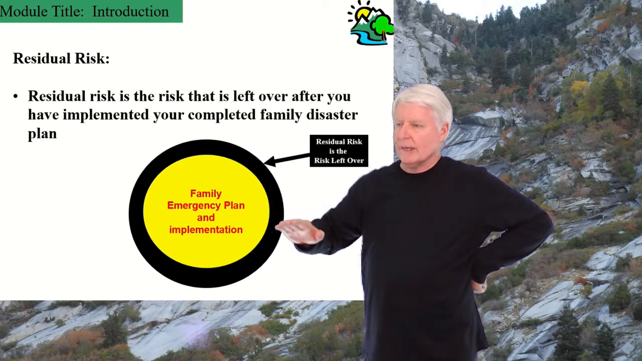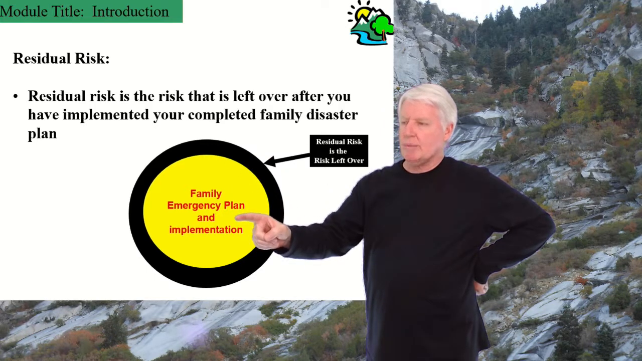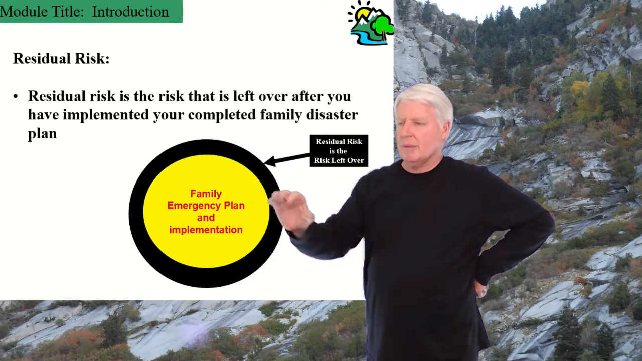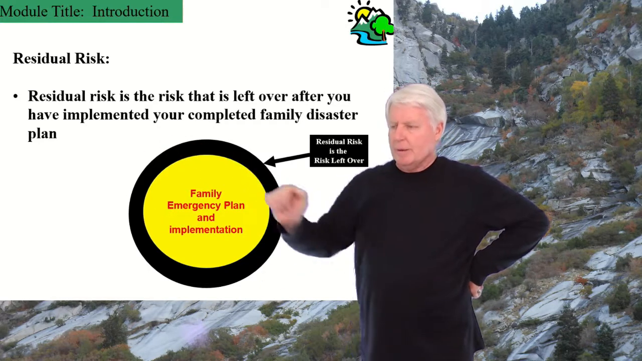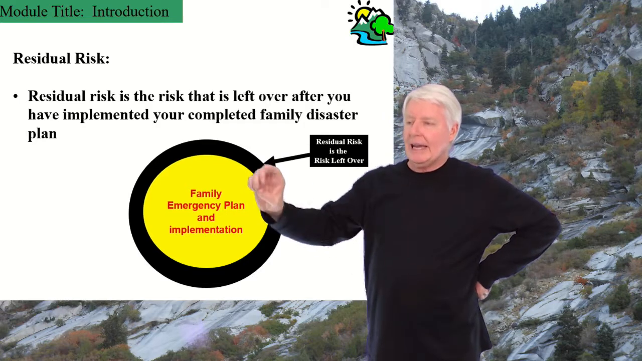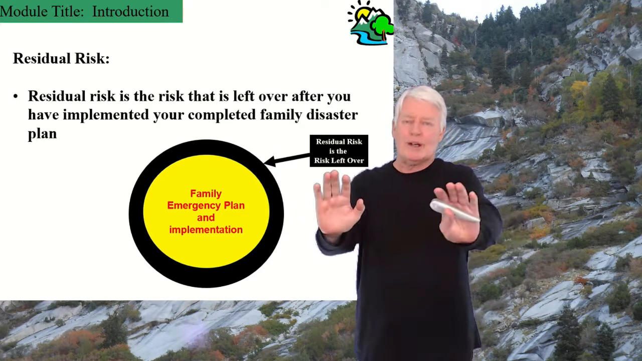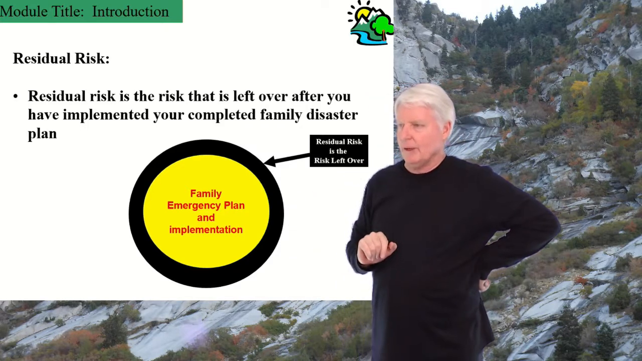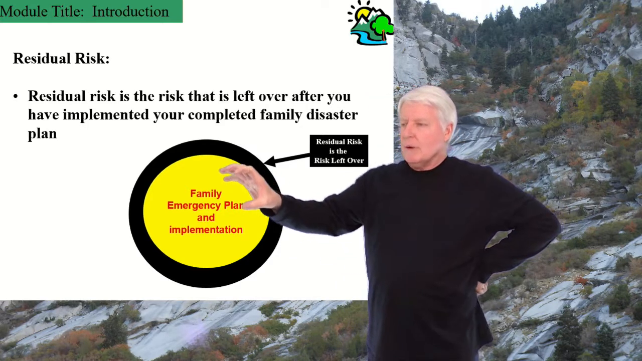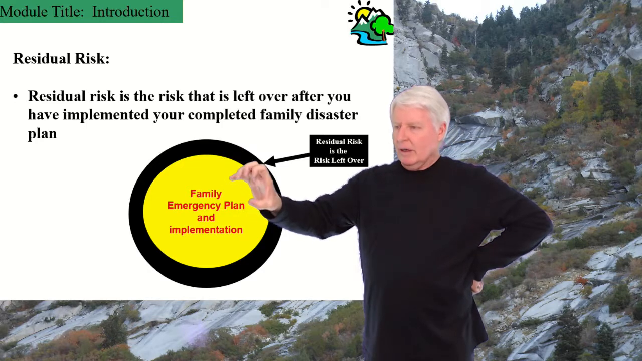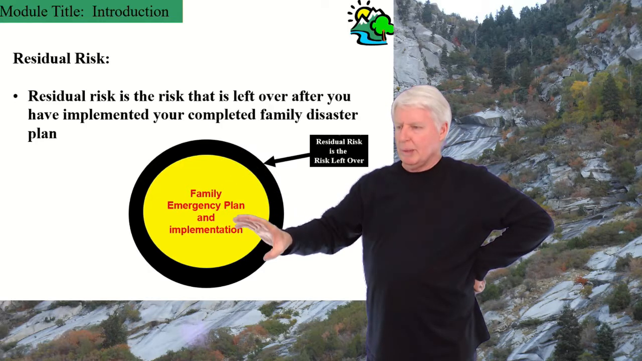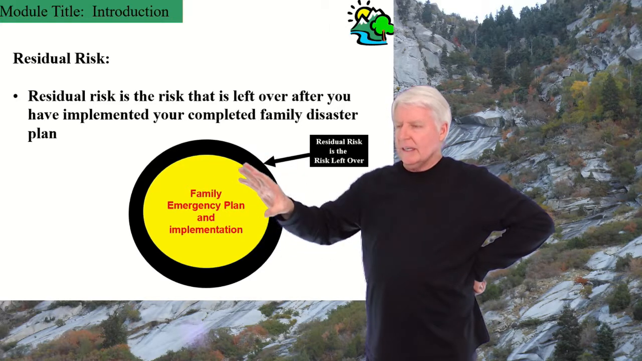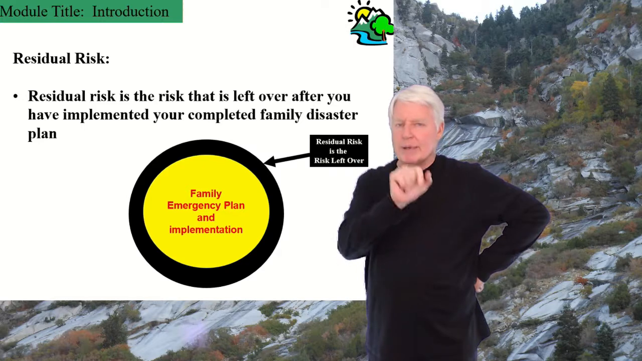This risk is the risk that the family emergency plan and its implementation wasn't as good as you wanted it to be, so you're going to have some failure here. Okay? And you can't get that down to zero, by the way. I wish you could, but you can't. That's just the nature of life. You can't get it to zero. But you want to make your family emergency plan and implementation powerful enough, large enough, to where this black residual risk is to a level that you're happy with.